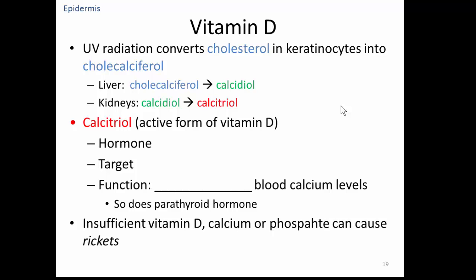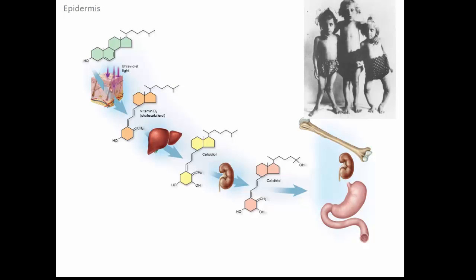Insufficient amounts of vitamin D or calcium or phosphate can cause a condition known as rickets. In this picture here, the child in the middle is exhibiting normal growth, whereas the children to either side have rickets. Rickets manifests itself in rubbery bones, because due to the lack of vitamin D, calcium, or phosphate, there isn't enough bone deposition going on, and the bones are rubbery.